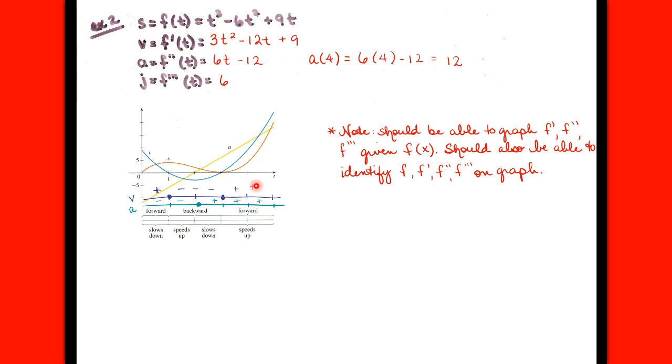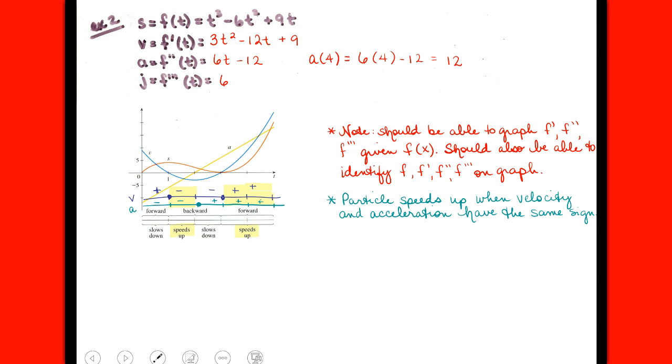Then I'm going to look at acceleration. Acceleration was the yellow graph. So I can say, okay, it had an x-intercept at 2, and it was negative from 0 to 2, so negative there. And then it was positive from 2 to 5, so positive there. So now let's go through and look at those. The particle is going to be speeding up when the velocity and the acceleration have the same sign. So right here, they're both positive, so that's speeding up. And right here they're both negative, so that's speeding up. And right here they're both positive, so that's speeding up. Anywhere they have the same sign.